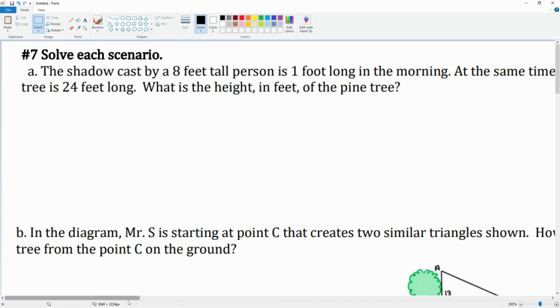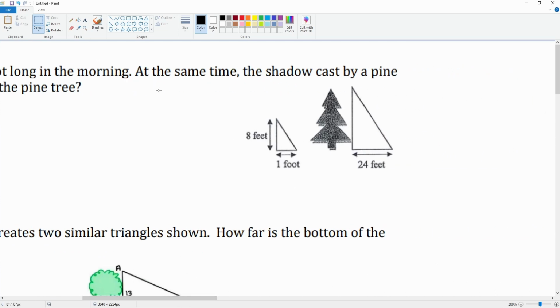Okay, so here's the pine tree. This is what we are looking for. We can label that as any letter we want. I'm going to label that as the letter H. This is the height here. Make that green. I'm going to make the height of the person also green. Then we have the shadow by that person and the shadow by the tree.